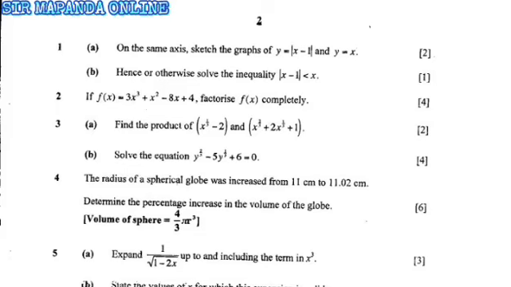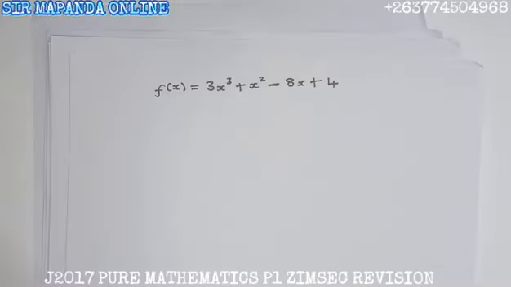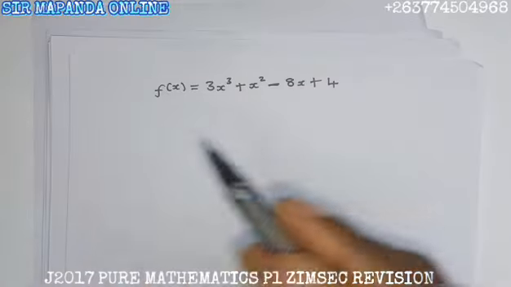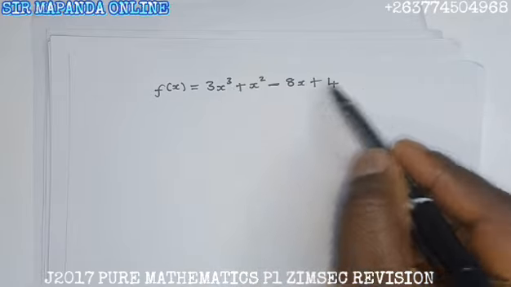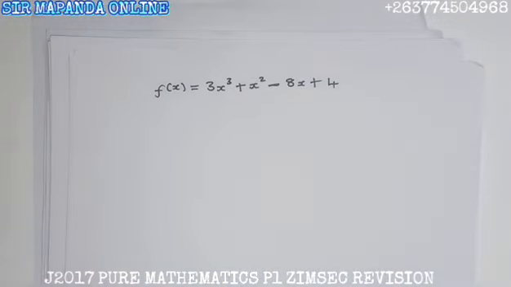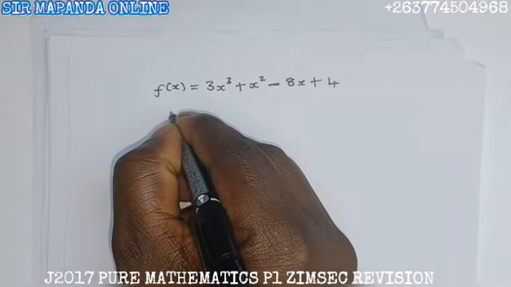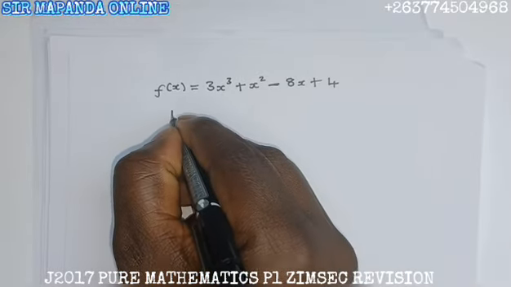Right, we are now moving on to question number 2. It reads, if f of x is equal to 3x cubed plus x squared minus 8x plus 4, factorize f of x completely. 4 marks. To factorize f of x, you need to find a number that when placed on x, the entire function gives a remainder of 0. So you start by searching with 1.